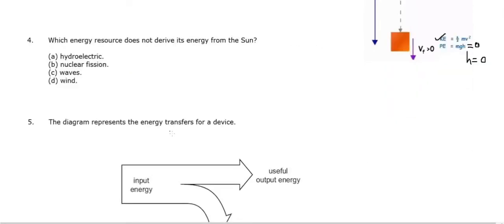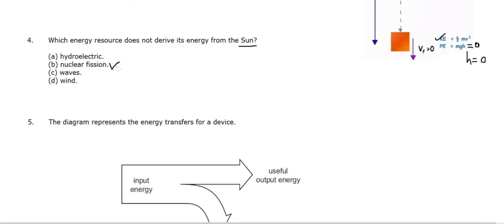Now the question number 4. Which energy resource does not derive its energy from the sun? So we know the sun is the supreme source of energy, and it gives the energy and that converts into different forms. But here in the options, the hydroelectric, nuclear fission, waves and wind, only the nuclear fission is the one which does not derive its energy from the sun, because it's nuclear energy and that is coming from the mass of the nucleus itself.